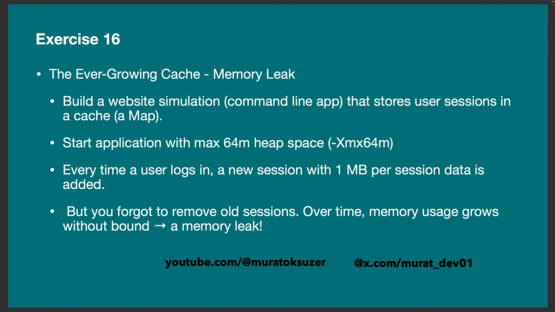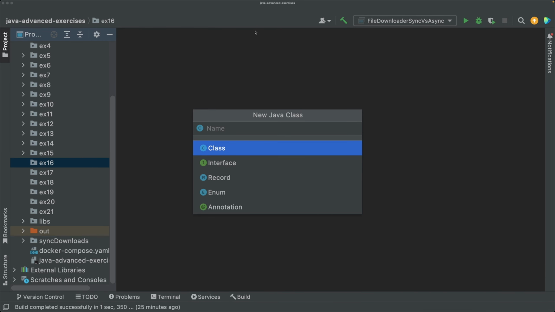Next exercise is about memory leak with the ever-growing cache example. Build a website simulation that stores user sessions in a cache. Start application with not enough memory, let's say 64 MB of heap space. Every time a user logs in, a new session with 1 MB per session data is added. But you forgot to remove old sessions. Over time, memory usage grows without bound, and finally you will have a memory leak.